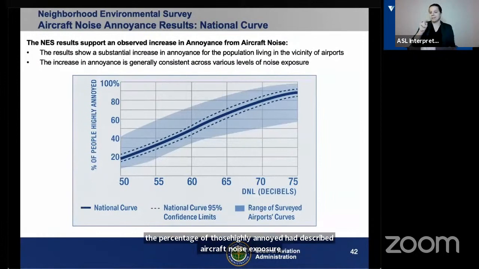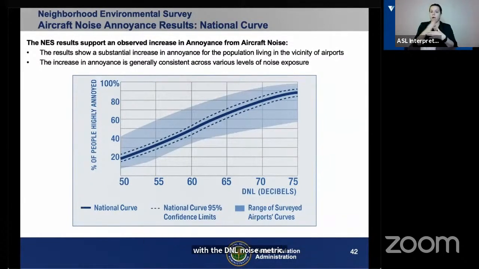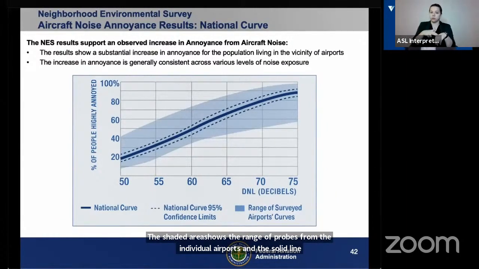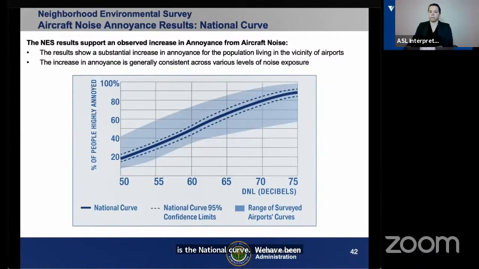For reference, the shaded area shows the range of curves from the 20 individual airports. The solid line is the national curve, while the dashed lines show the 95% confidence intervals for the curve. If we were to replicate this study multiple times, the confidence intervals show the area that we would expect the line to fall within 95 times out of 100.